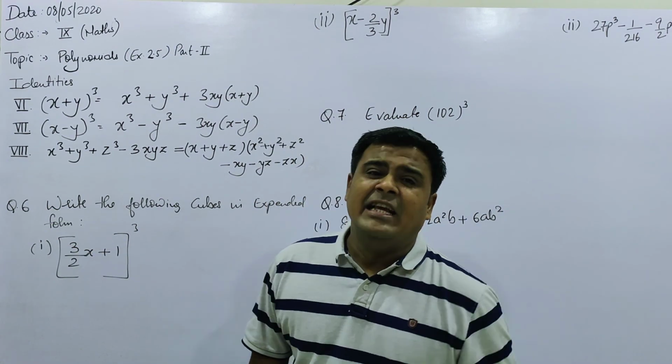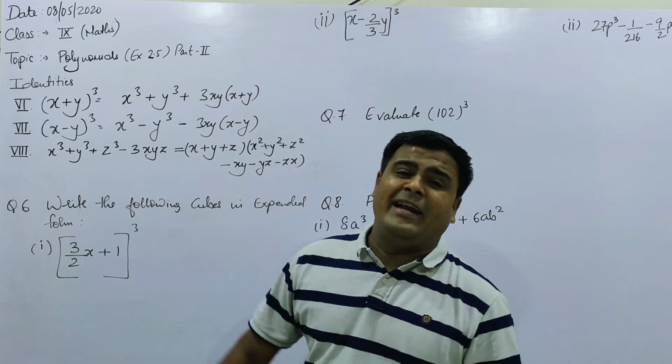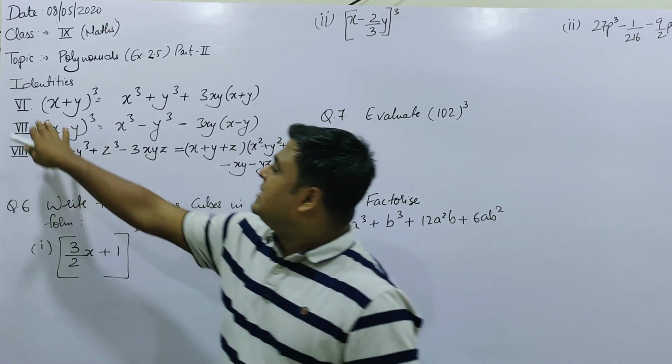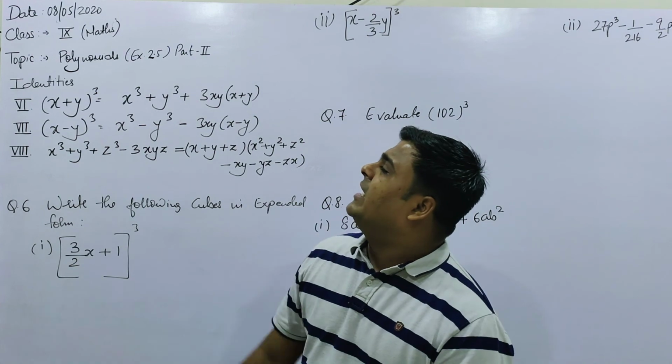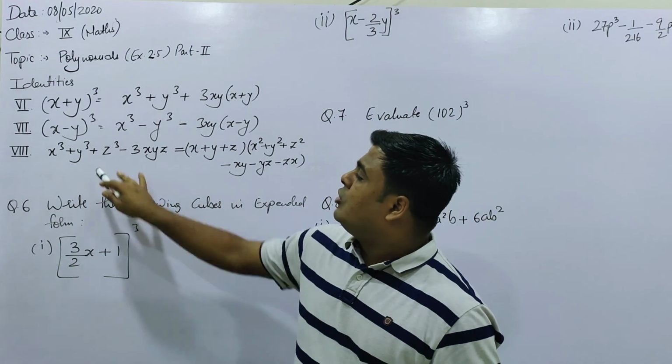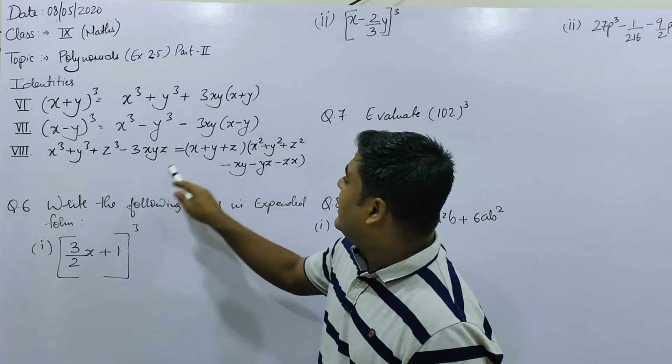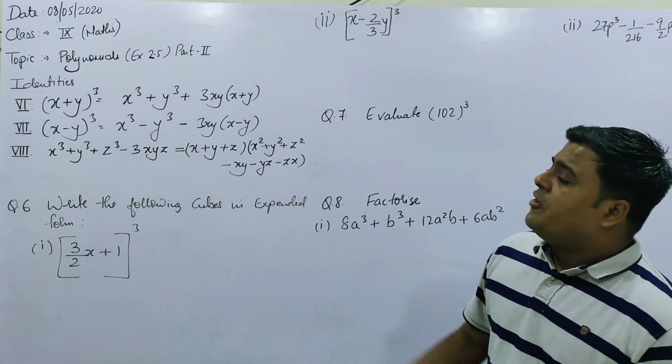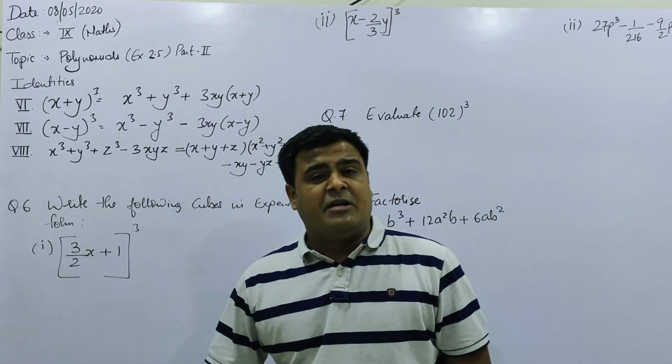So let us see the identities. There are 3 more identities after the 5th one, that is 6th, 7th and 8th. The 6th identity is of whole cube, the 7th is of whole cube, and the 8th one also we are going to cover in this video. So let us start with question number 6.